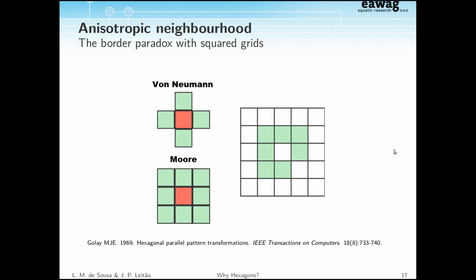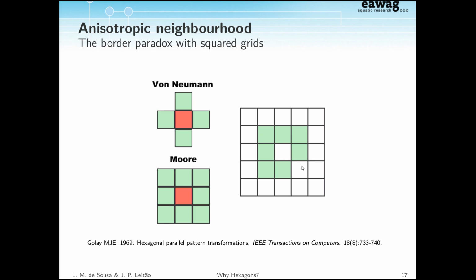If you consider this border created by these green cells, with the von Neumann neighborhood we can see that this border is actually open, because these two cells here are not neighbors of each other. However, the center cell here is actually isolated, because it's not a neighbor of this cell here outside the border.